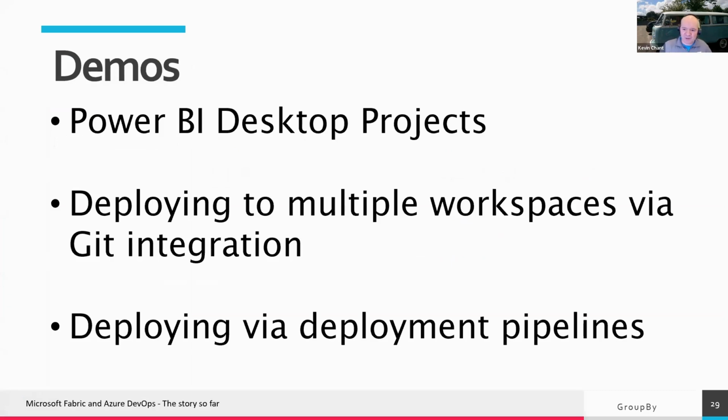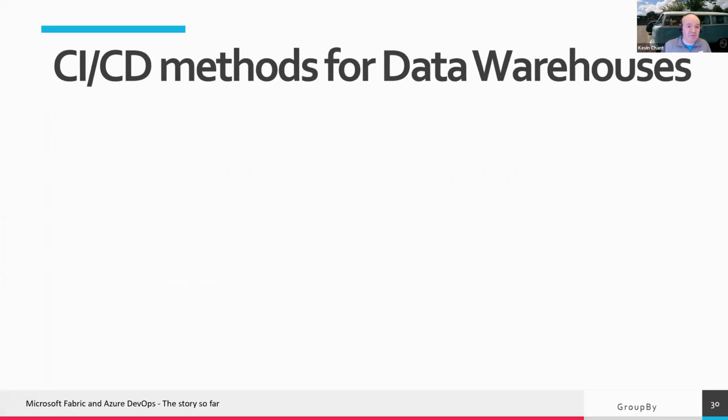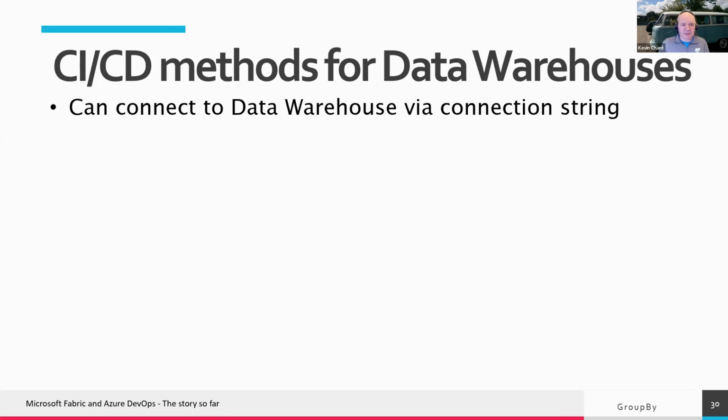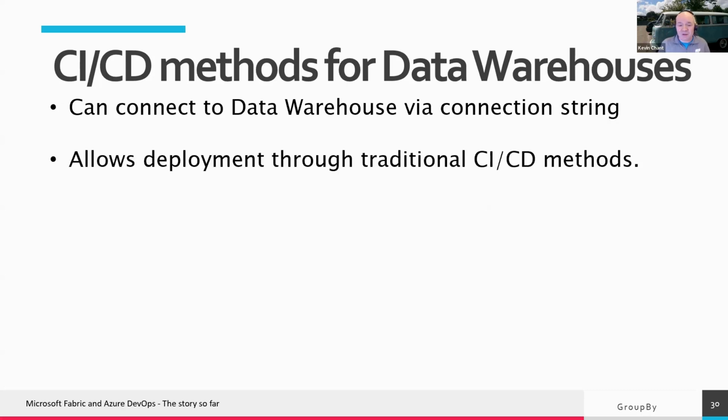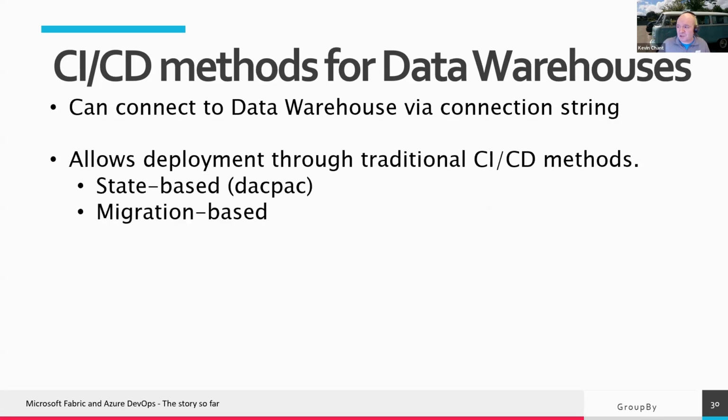And that leaves me a bit of luxury of time to talk about CI/CD for data warehouses. And this is where some of you can see some T-SQL. When you're working with data warehouses in Fabric, you can connect to it externally by using the connection string, which allows you to do deployments of a data warehouse through traditional CI/CD methods, including state-based migrations, which is where you use what's known as a database project to create or build a DACPAC, which you can then deploy updates to one or more data warehouses.